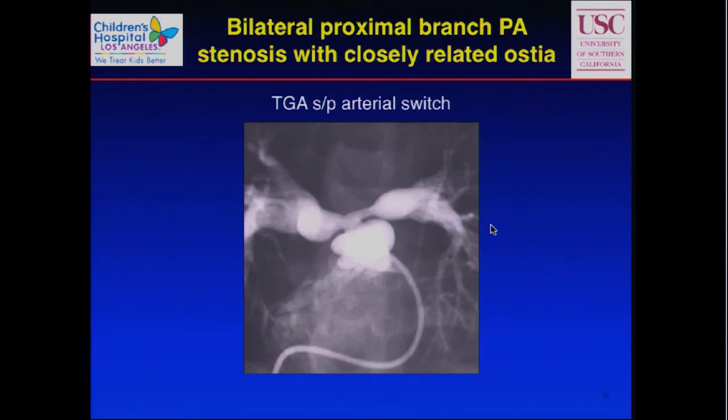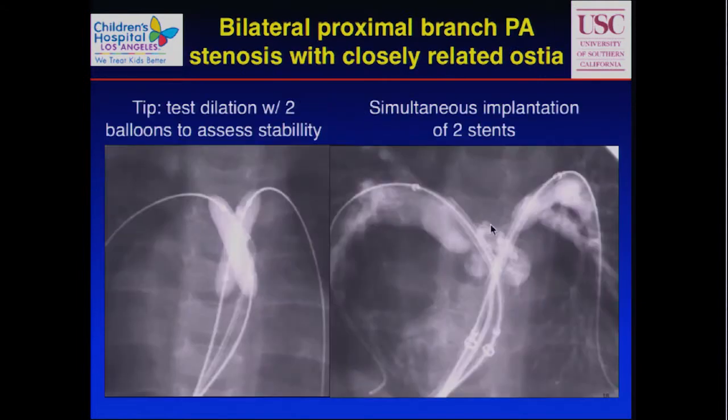So I showed you this picture before. This is a switch. You see how complex this stenosis is here. So you start by using 2 balloons. Now, I like using 2 balloons because, number one, I'm testing the stability of the balloon first. I also want to see what my hemodynamics are. If the blood pressure drops very fast, I might have to say to myself, I have to work very fast. If the baby or the patient can tolerate it for 30 seconds, then I have a little more time.